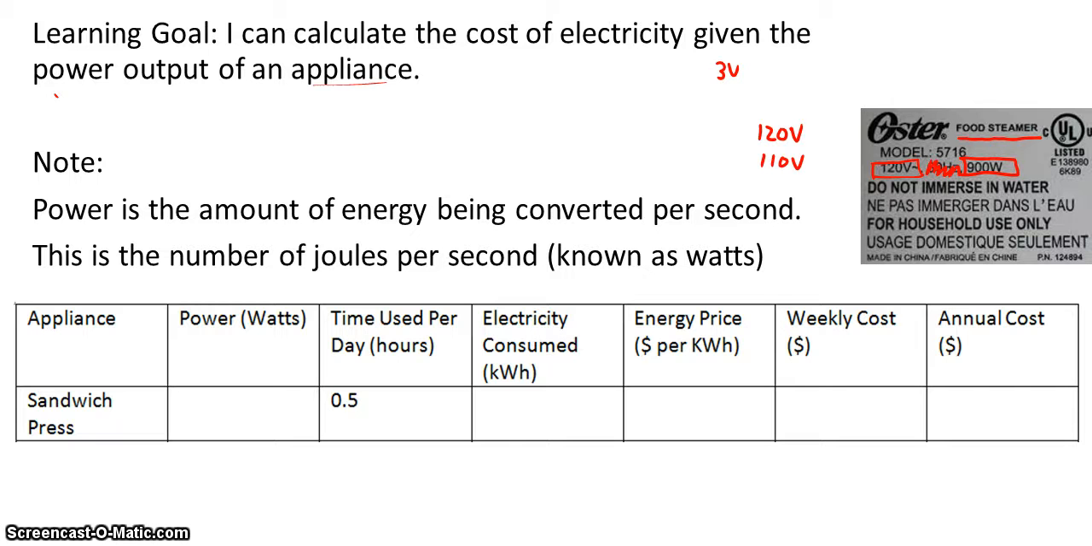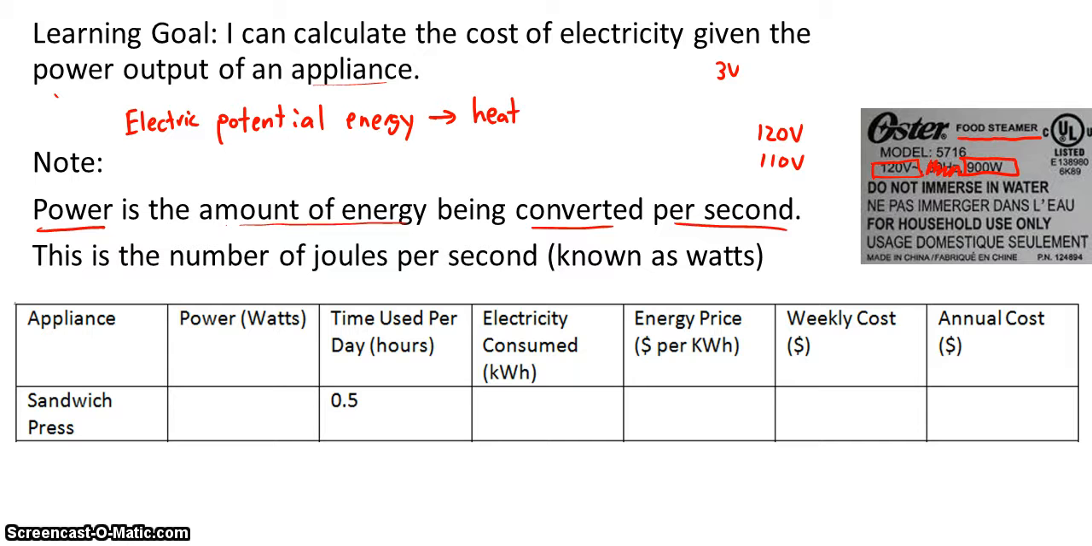So what does that mean? Well, maybe you remember power is the amount of energy being converted per second. So in this case, you convert, I guess it would be electric potential energy to heat. For a light bulb, it would be light and heat, and so on and so forth. So this is the number of joules per second being converted. Another way of saying that is the unit is watts. Watts. All right. So let's look at this appliance.